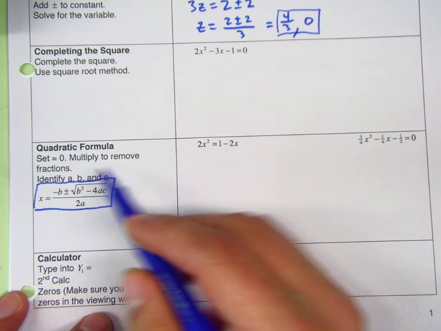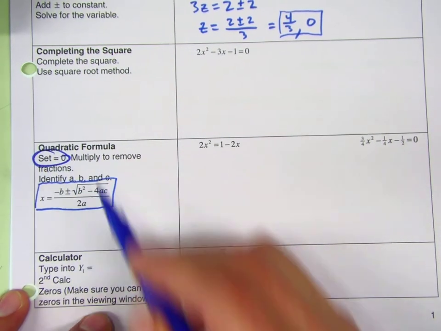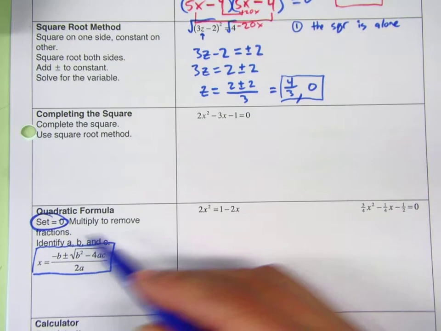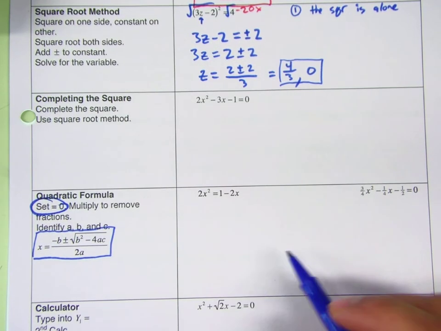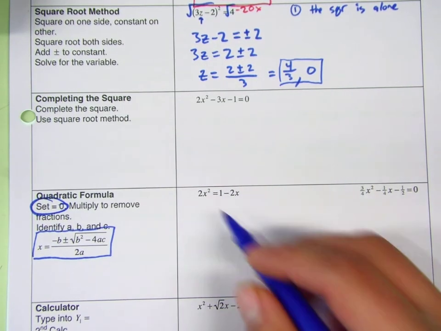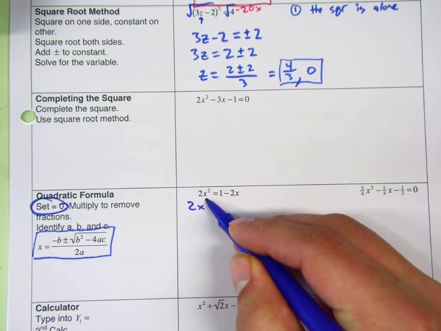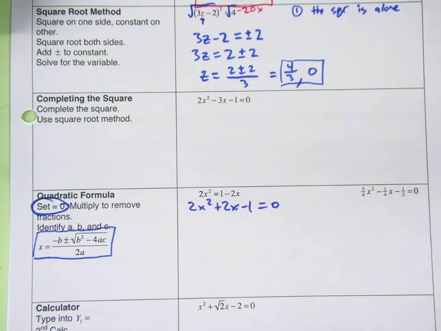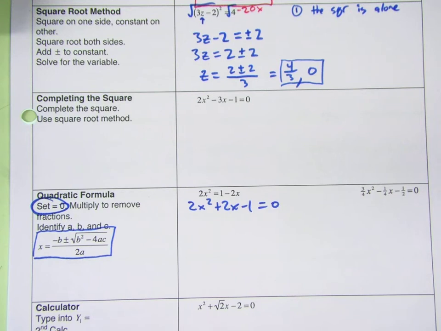Anyway, when you're using the quadratic formula, for the most part, just like with the first method, you always want things to be equal to 0. So I'm just going to do this first one. Move everything to the left-hand side: 2x squared plus 2x minus 1. Now it's set equal to 0.